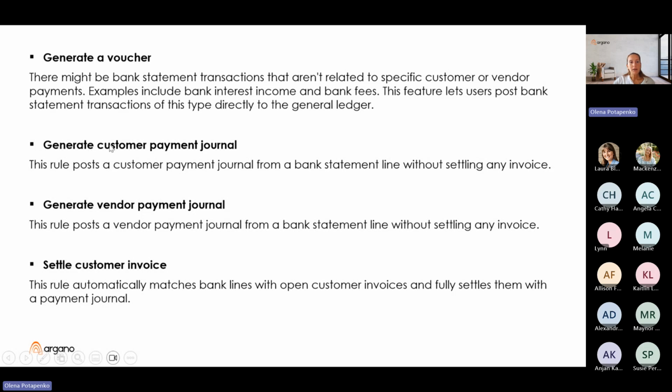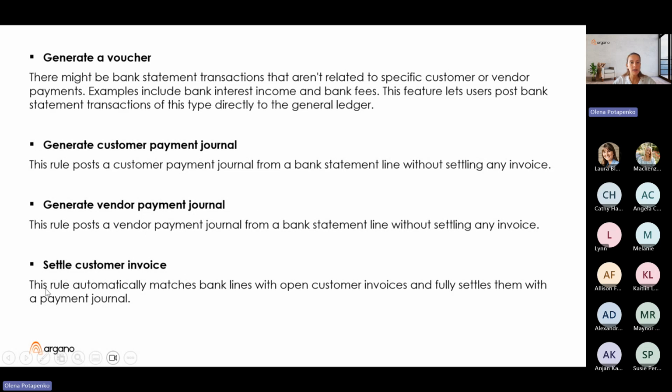And for the customer and vendor payment journal, these two rules will post a customer or vendor payment journal from a bank statement line, but importantly without settling any invoice. So then you will need to go and manually settle with the invoice, or maybe if you have automatic configuration, the system will match it automatically.